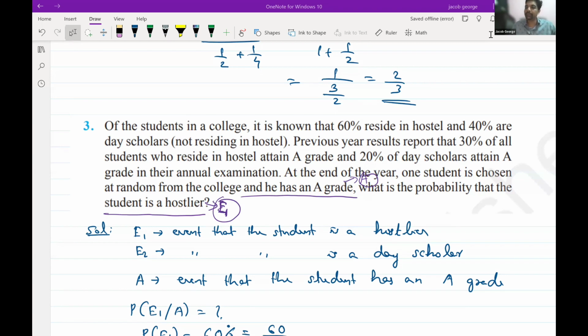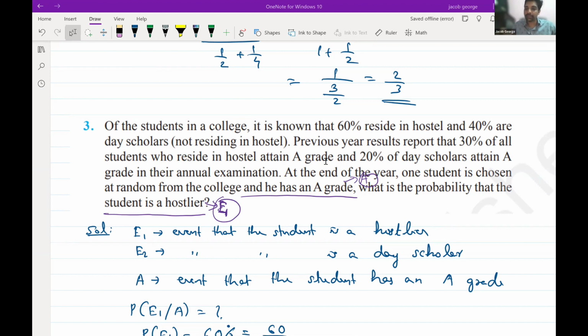P of E1 given A means it is Bayes theorem or total probability? So Bayes theorem. It is Bayes theorem. But in your examination, if it is a case study, they will take the same question and they will split it into 3 subdivisions. You know how the 3 subdivisions are.